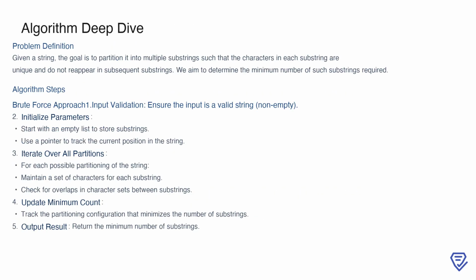The problem we are tackling involves partitioning a string into multiple substrings such that the characters within each substring are unique and do not appear in any of the subsequent substrings. The goal is to determine the minimum number of such substrings required.